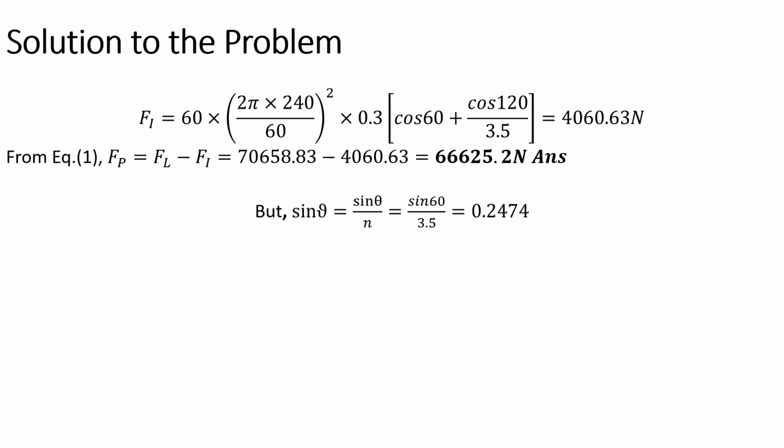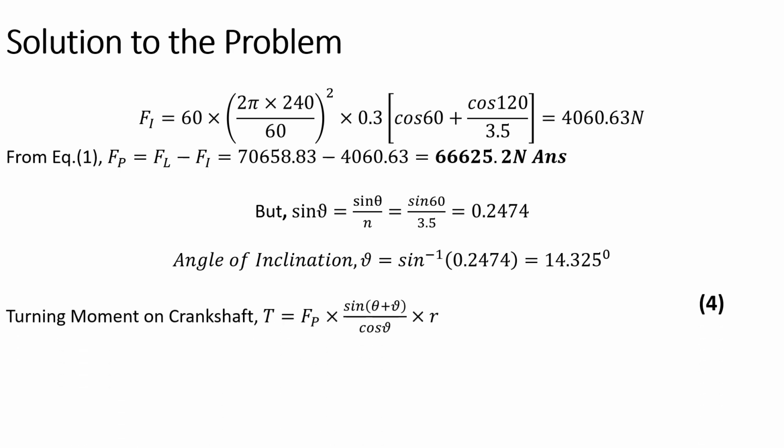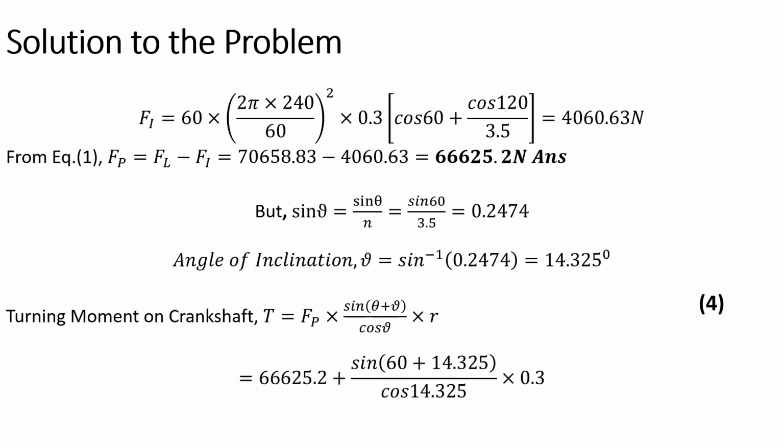Next thing we do is to calculate the value of phi, which is the angle between the connecting rod and the horizontal, and we get the angle of inclination phi to be equal to 14.325 degrees. Turning moment of the crankshaft is given by equation 4, and when we plug in the values, we get the answer to be equal to 19.86 kilonewton meter, and that is our answer.